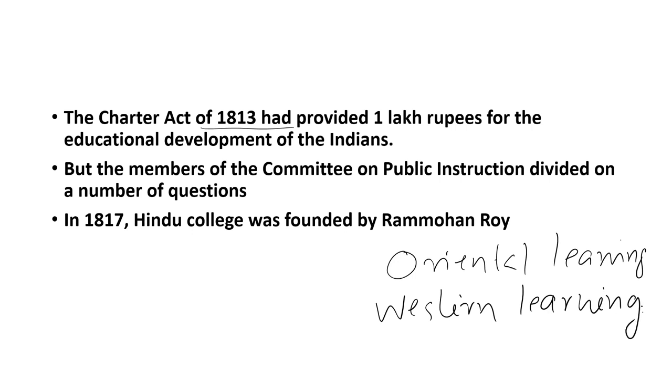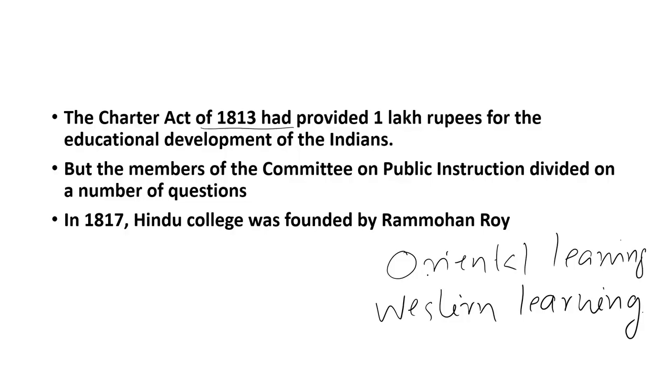Oriental learning means the teaching of Indian classics, Indian philosophy, Indian mathematics in vernacular languages. It came to be known as Oriental learning. And what was Western learning? It meant the teaching of European science, European classics, European philosophy, European mathematics in English as the medium of instruction. It came to be known as Western learning.